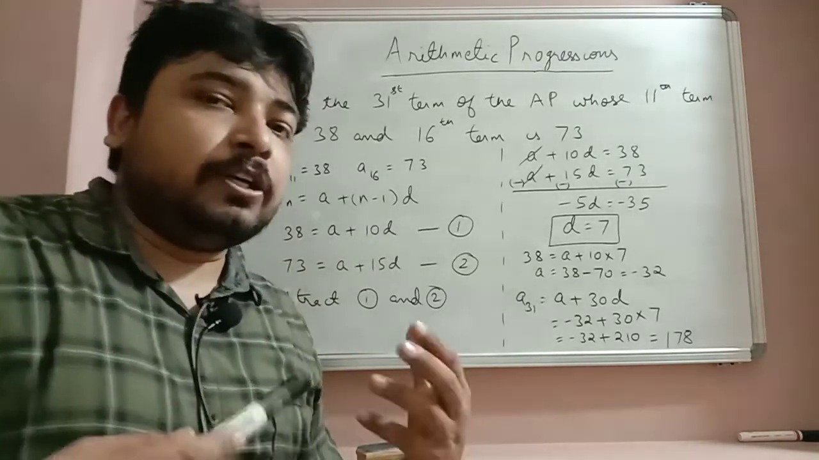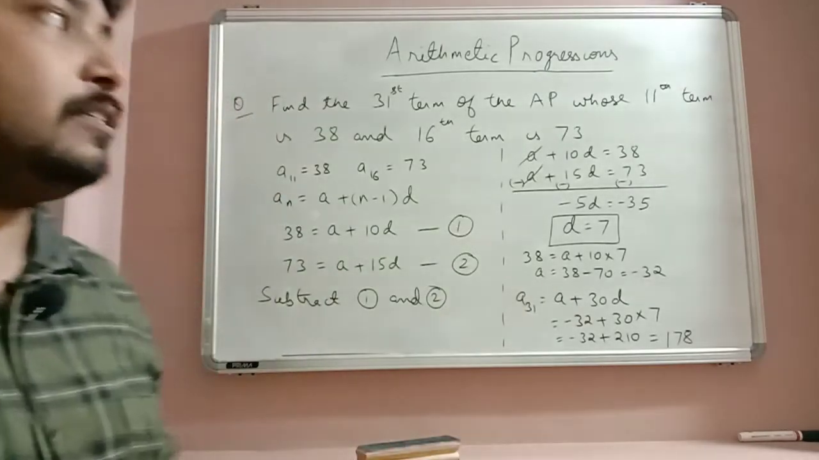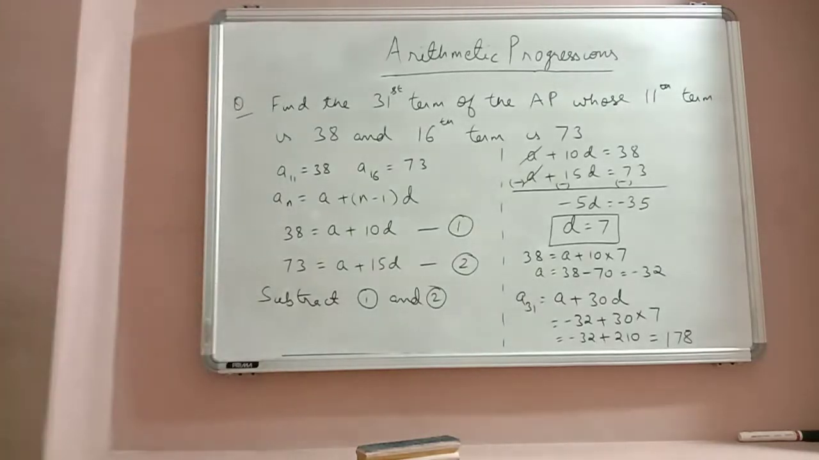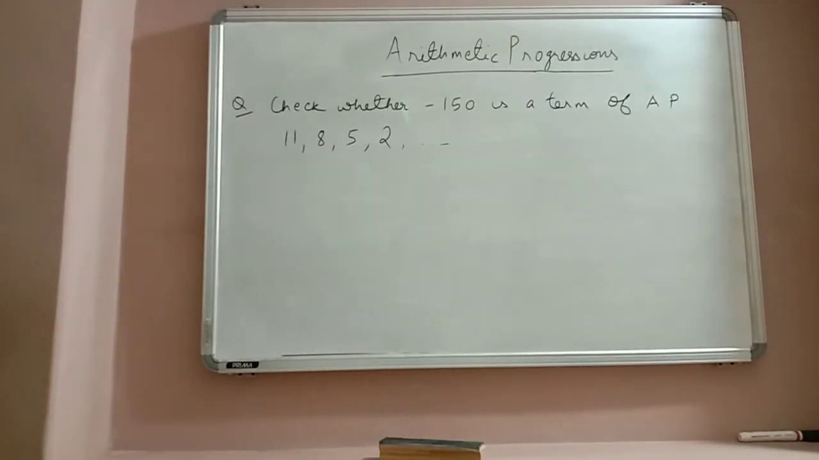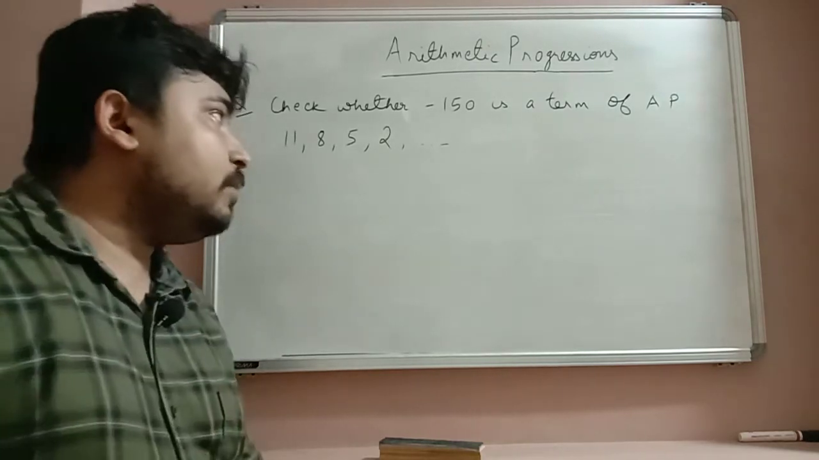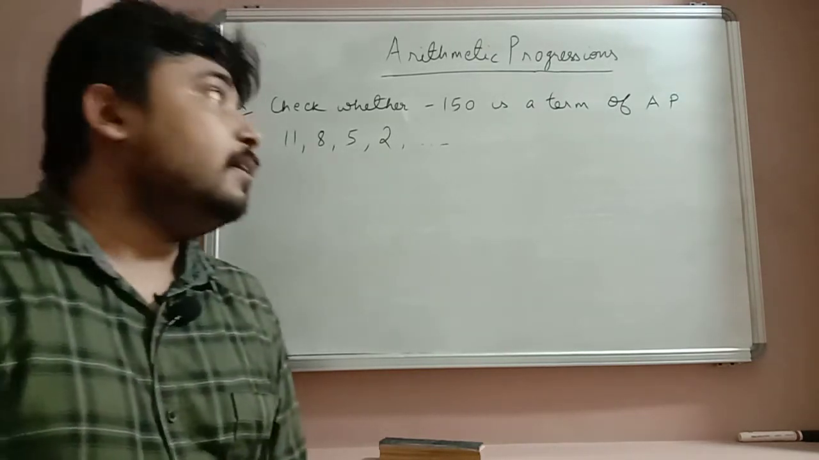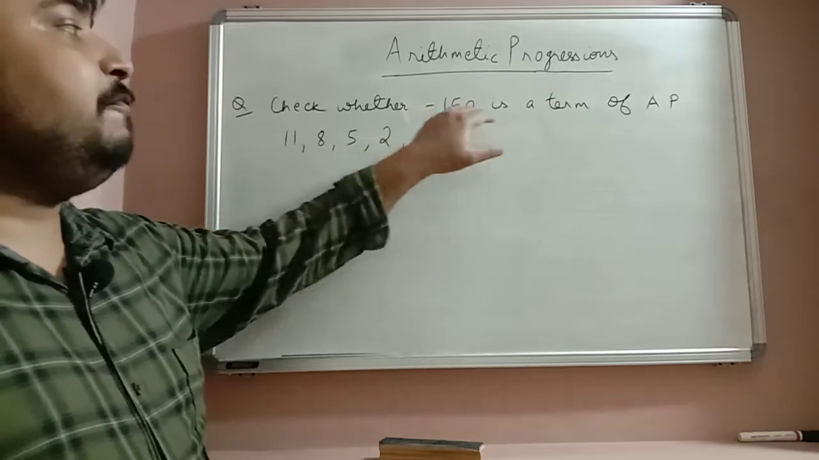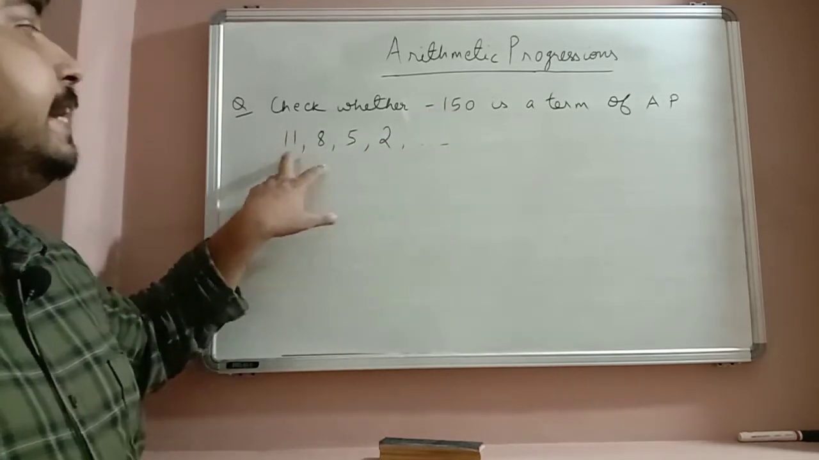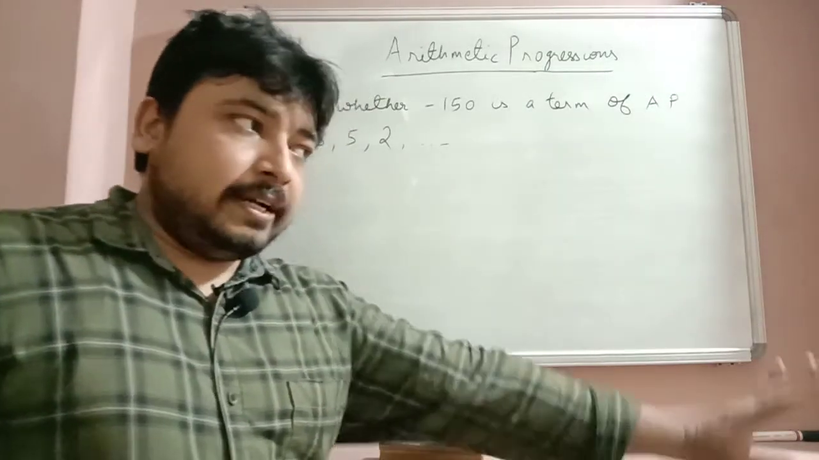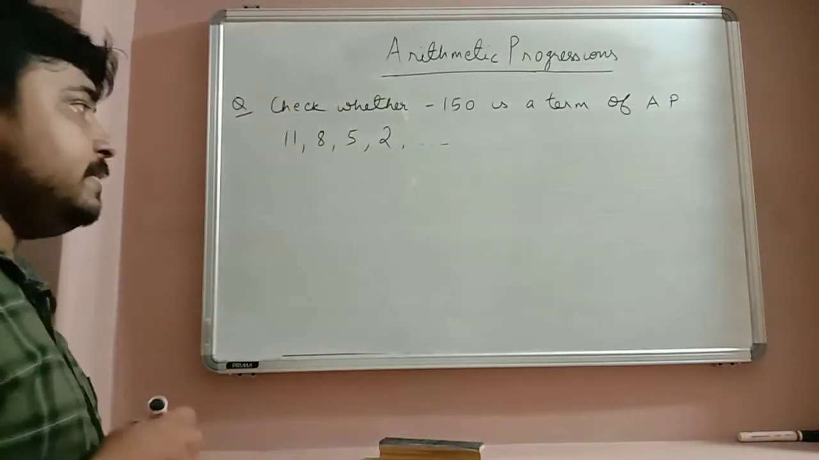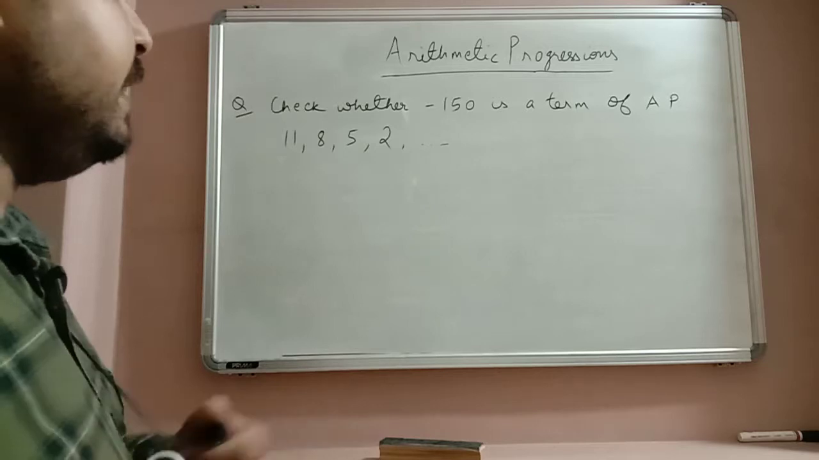Let's take up some more questions in order to have a deep understanding of this topic. Alright students, let's take up another question. The question says, check whether minus 150 is a term of the AP 11, 8, 5, 2 and so on. So again we will use the same formula, that is AN is equals to A plus N minus 1 into D.